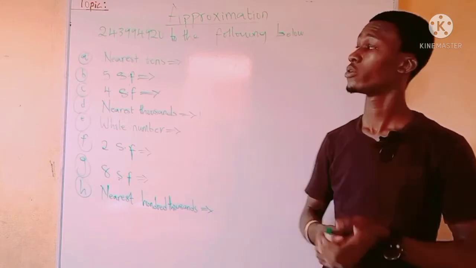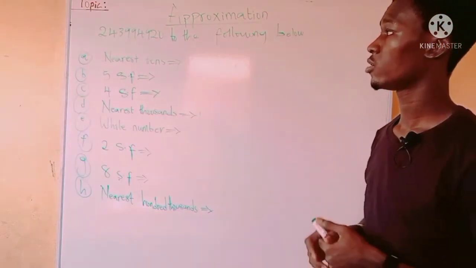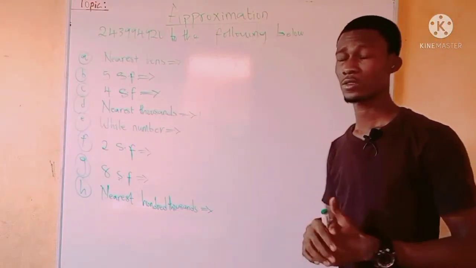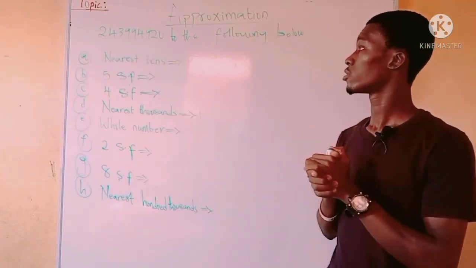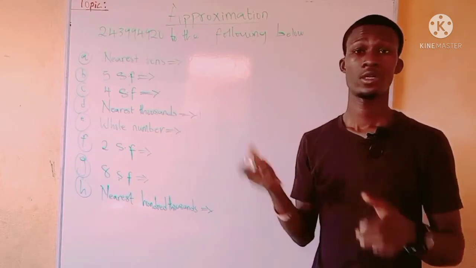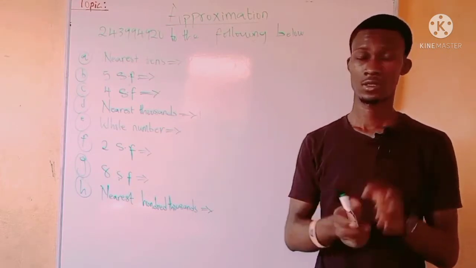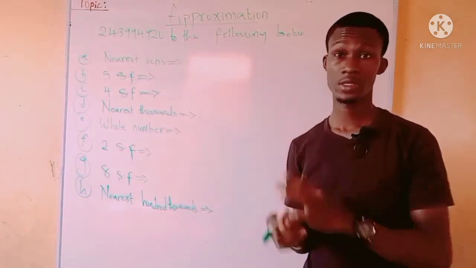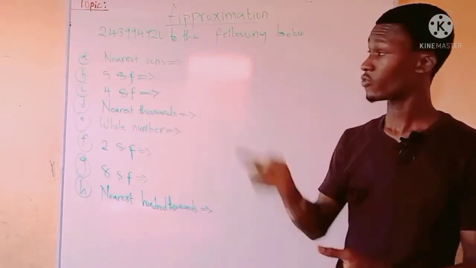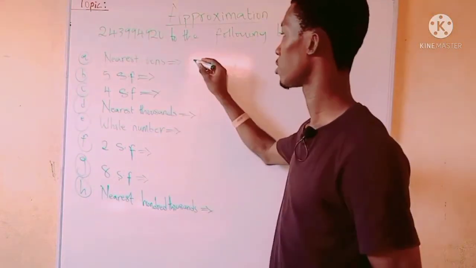We're told to approximate 243,994,920. So how are we going to be approximating or rounding up a number like this to the nearest tenth? So it is very easy. This question that we are seeing right now is even our answer for nearest tenth. So we'll go ahead and write it.